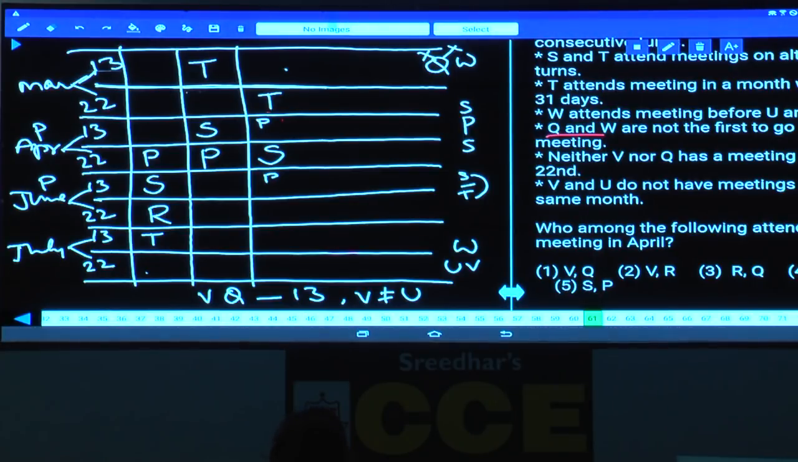Done with this? Now in this one, April 22nd, here we are having only 30 days. Then coming to this one, in the third possibility. In the third possibility, can P be here or not?